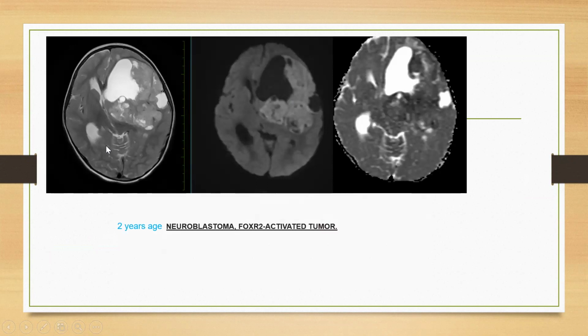And this is a similar case. We saw a 2 years old child with a similar large cystic mass lesion with a solid cystic appearance and significant diffusion restriction. This also turned out to be FOXR2 activated neuroblastoma.